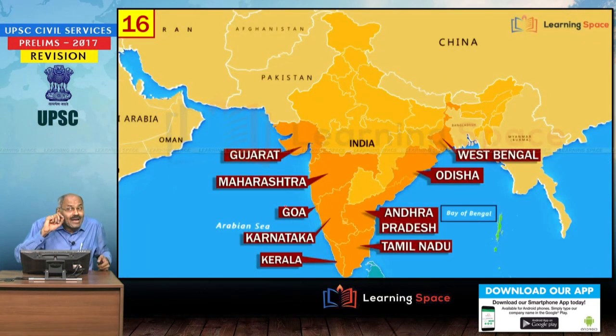And if you go ahead, these are the states which have got coastline. If you look at the states, starting from Gujarat, then Maharashtra, then Goa, Karnataka, Kerala, then Tamil Nadu, Andhra Pradesh, Odisha, West Bengal. So these 9 are the coastal states, and I have already told you 4 union territories have got coast, Andaman and Nicobar, Lakshadweep, Daman and Diu, as well as Puducherry. So 4 union territories and 9 states in our country have the coastline.